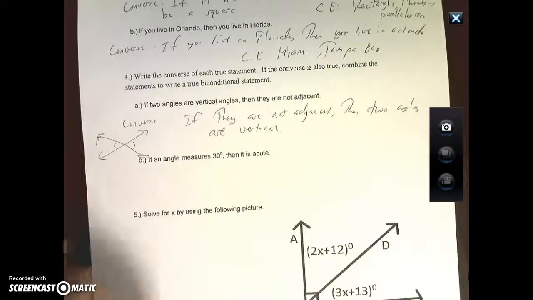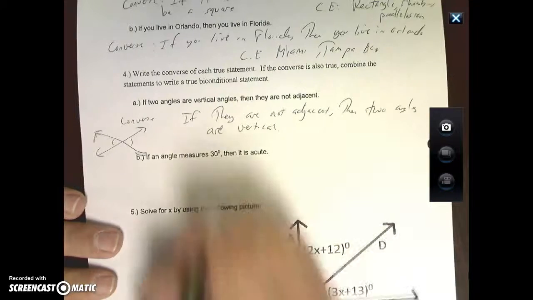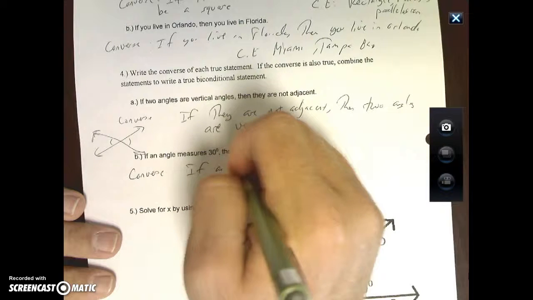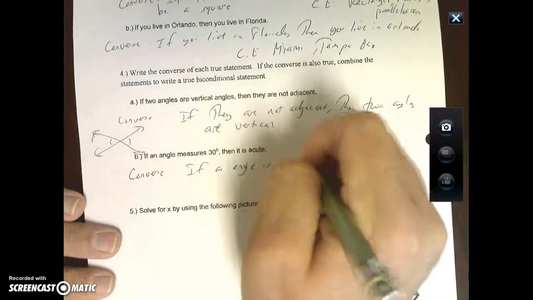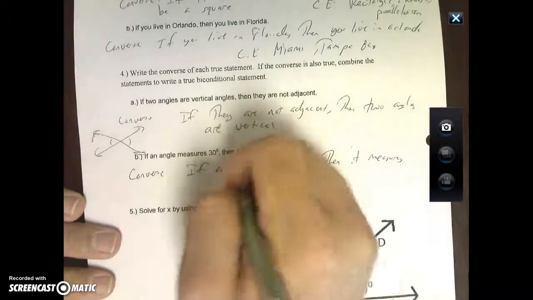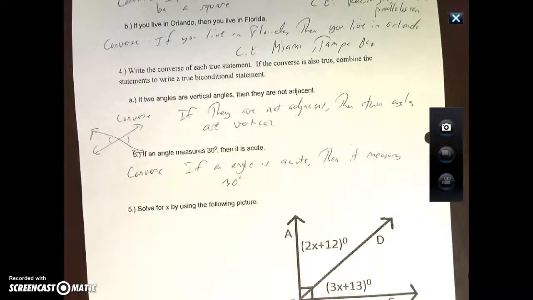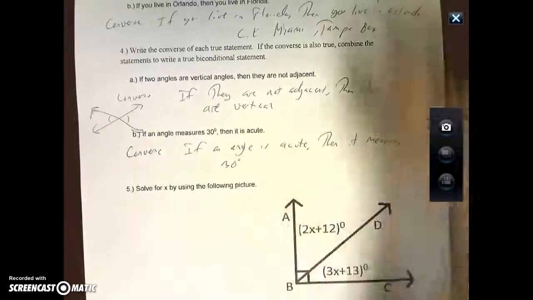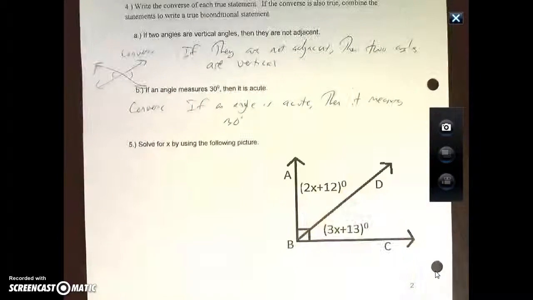Number two, part B, if an angle measures 30 degrees and it is acute, the converse, if an angle is acute, then it measures 30 degrees, okay? And if you think about this, does every single acute angle have to be 30 degrees? The answer is no. So again, there is no true biconditional. To give you guys a little heads up, it is extremely rare to have a true biconditional. They are difficult to get, alright? So don't be alarmed if you don't get them very often, alrighty?